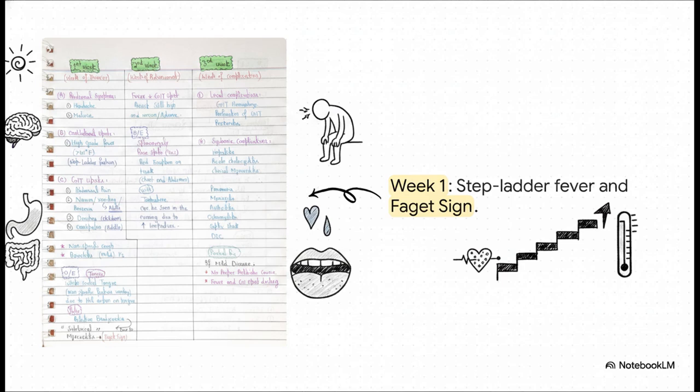Your patient will show up with prodromal stuff, headaches, general malaise, but the real high-yield buzzwords for your exams are the constitutional upsets. They'll have a high-grade fever over 101 degrees Fahrenheit in a classic step-ladder fashion, meaning it steadily climbs higher day by day.